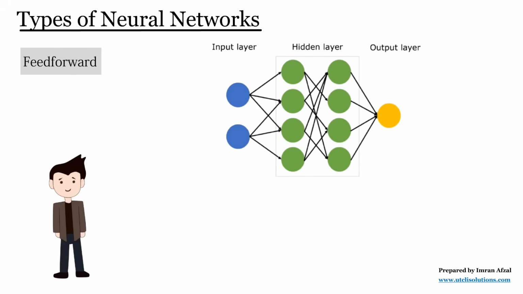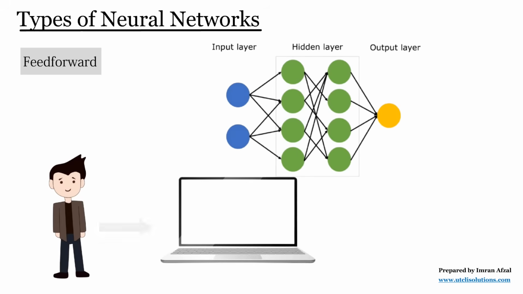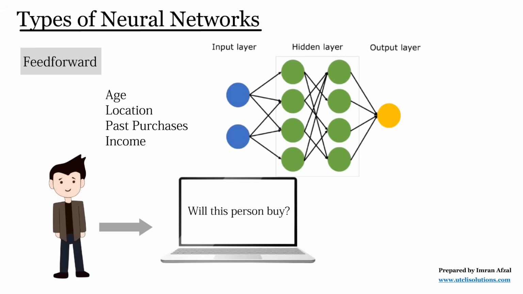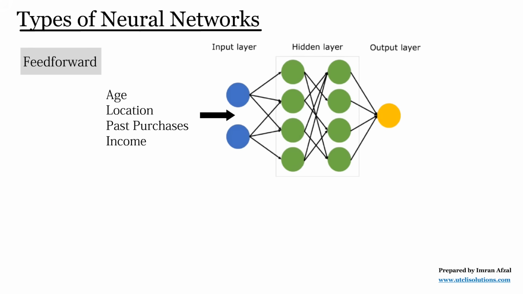For example, let's say we want to build a system that looks at customer data and decides if the person is likely to buy a product. The input could be age, location, past purchases, and so on. Each piece of information goes into the input layer, then passes through hidden layers where neurons process it, and finally reaches the output layer where a decision is made.